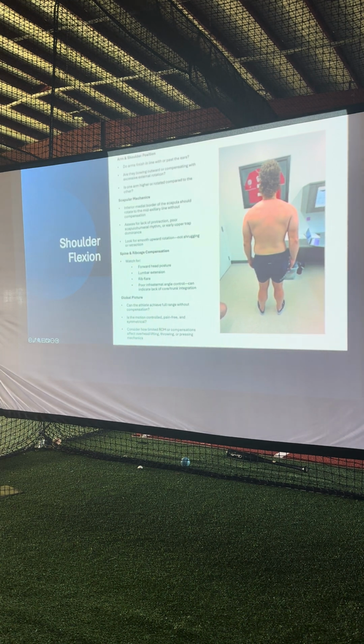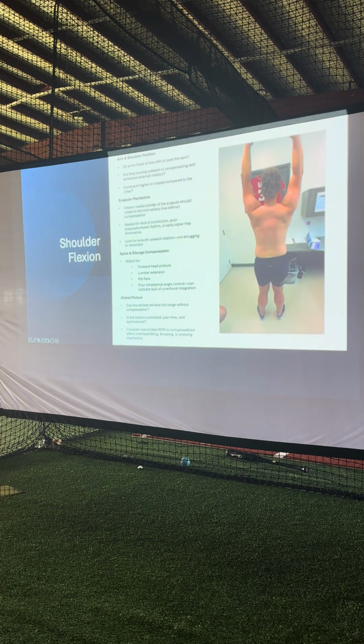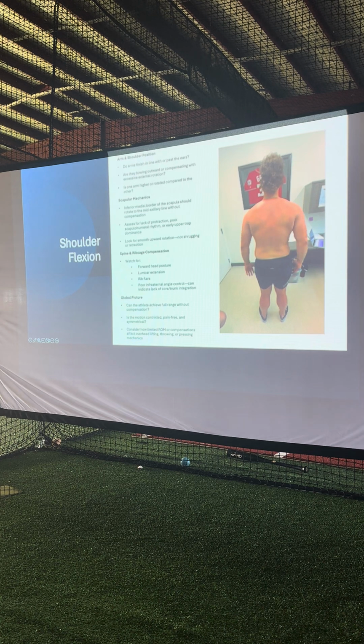As they go up overhead, let's look at this guy. Cool. I wish this played on a loop, but I don't know how to get it to do that. Let's go over all of it and then we can talk about what we see with him. Do the arms finish in line or past the ears? Do they come all the way up overhead or do they stop right here? Is there bowing in the arms? What do you think that means if there's bowing in the arms?